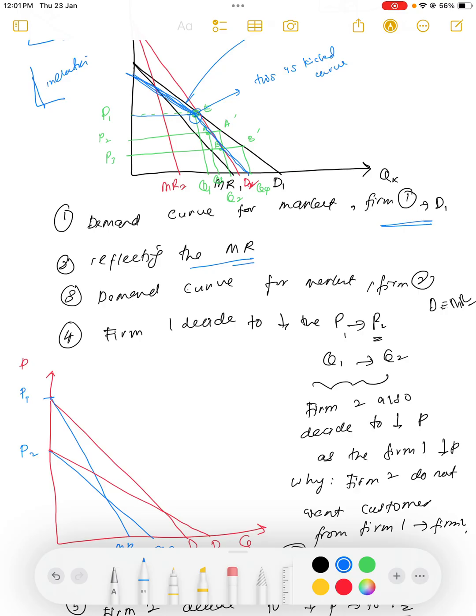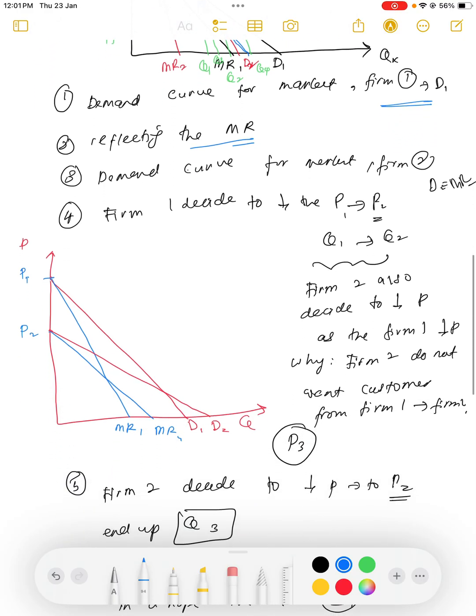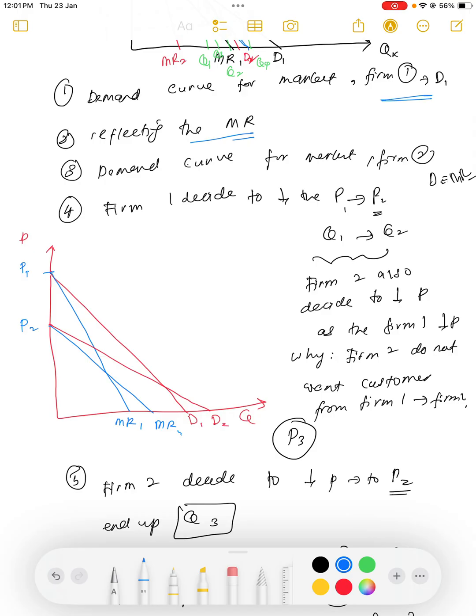So for the demand curve for the market firm 2, now firm 1 decides to decrease the price from P1 to P2. So firm 2 also decides to decrease, so Q1. Now, let's go here.